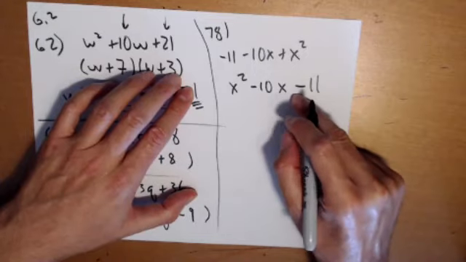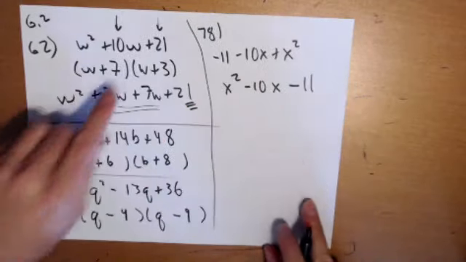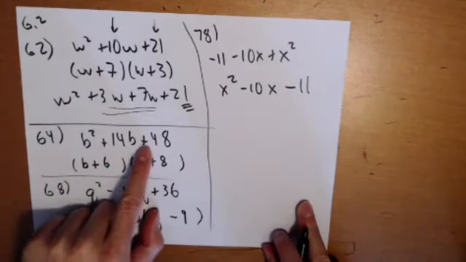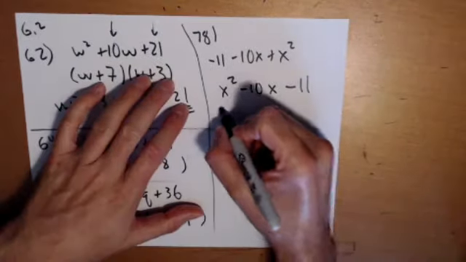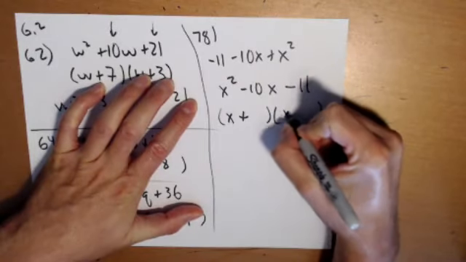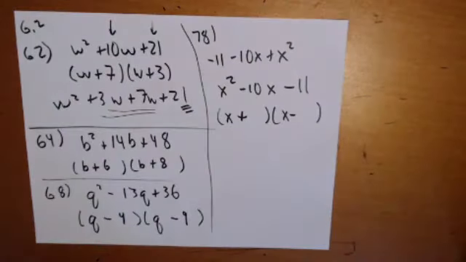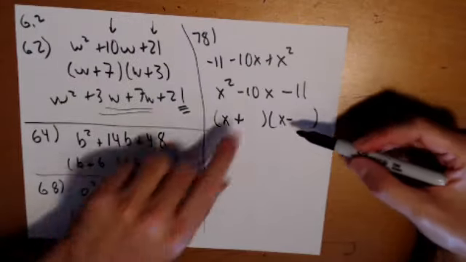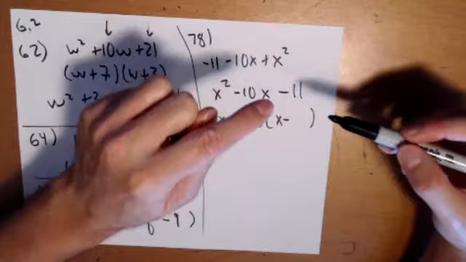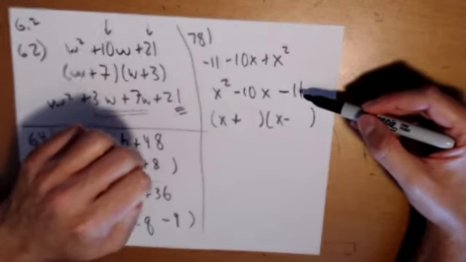Ooh, minus sign there. So remember over here, if there's a positive, that means the signs are the same and they're both that. If there's a minus, that means the signs are different. So you could say x plus and x minus. Aha. So the minus sign is a little bit trickier. We know the signs are different. And what times what is 11? 11 is prime, so just 1 and 11.